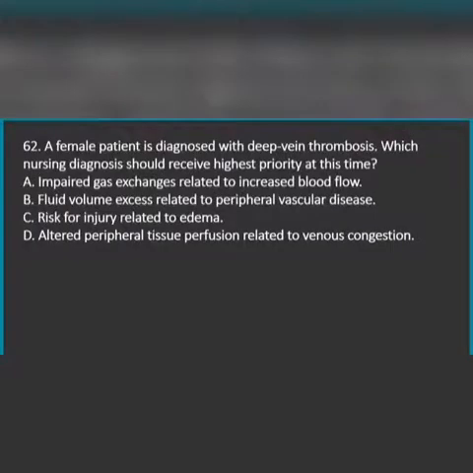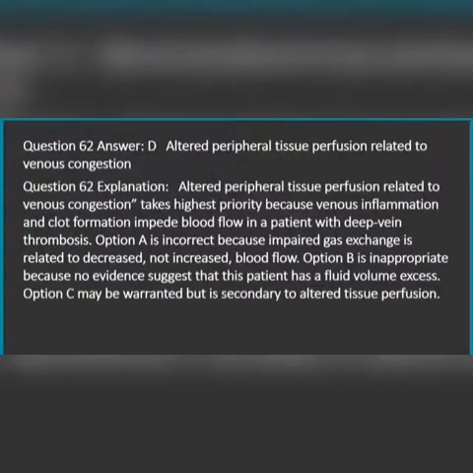Question 62. A female patient is diagnosed with deep vein thrombosis. Which nursing diagnosis should receive highest priority at this time? A. Impaired gas exchange related to increased blood flow. B. Fluid volume excess related to peripheral vascular disease. C. Risk for injury related to edema. D. Altered peripheral tissue perfusion related to venous congestion. Question 62 Answer: D. Altered peripheral tissue perfusion related to venous congestion.